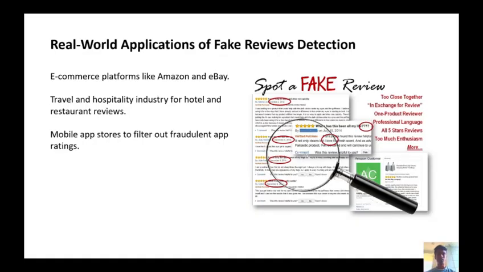Real-world applications of fake review detection. E-commerce platforms like Amazon and eBay are examples of fake review detection applications. Travel and hospitality industry for hotel and restaurant reviews. Fake review detection is used in hotels, restaurants and other places. Mobile app stores to filter out fraudulent app ratings. It is also used in mobile apps to detect fraudulent app ratings.